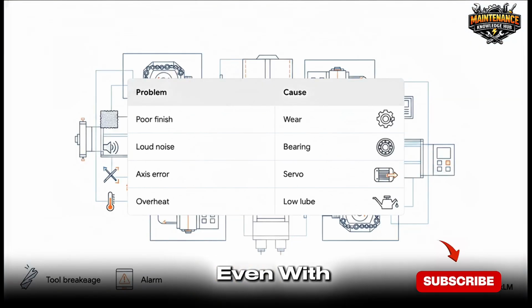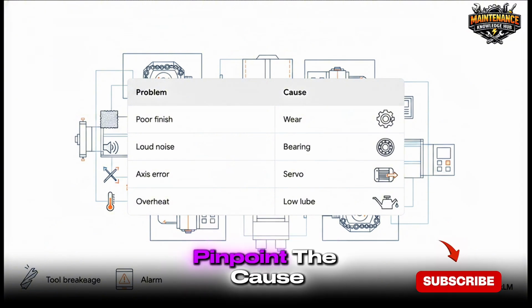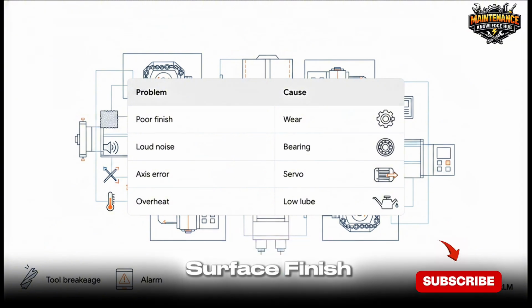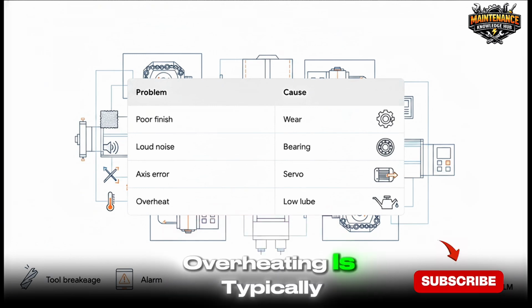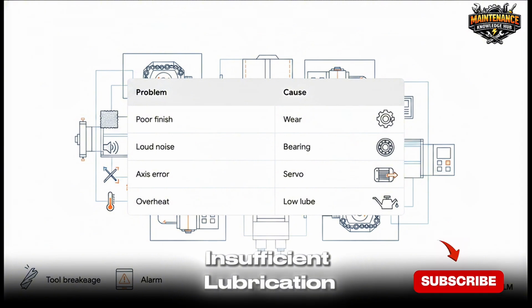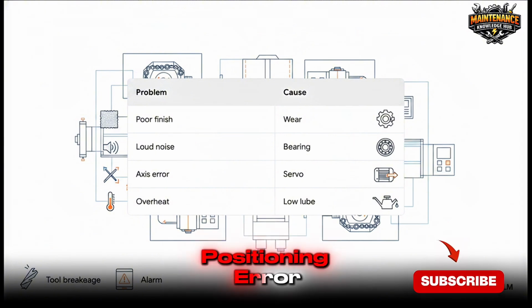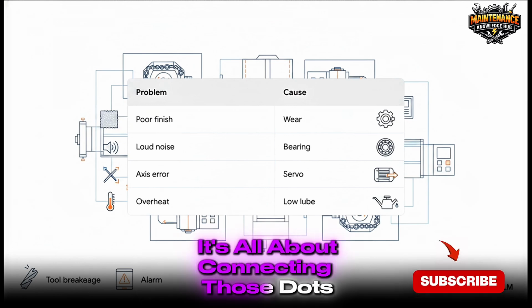But hey, even with perfect maintenance, things go wrong. Recognizing the symptoms is how you pinpoint the cause. Got a poor surface finish? That's usually tool wear or machine vibration. Hearing excessive noise? That often points to bearing damage. Overheating is typically insufficient lubrication. And if you're getting an axis positioning error, that links right back to a servo or encoder issue. It's all about connecting those dots.